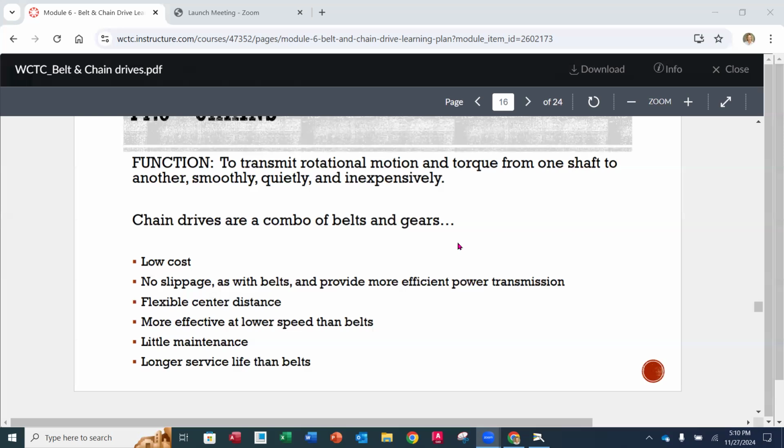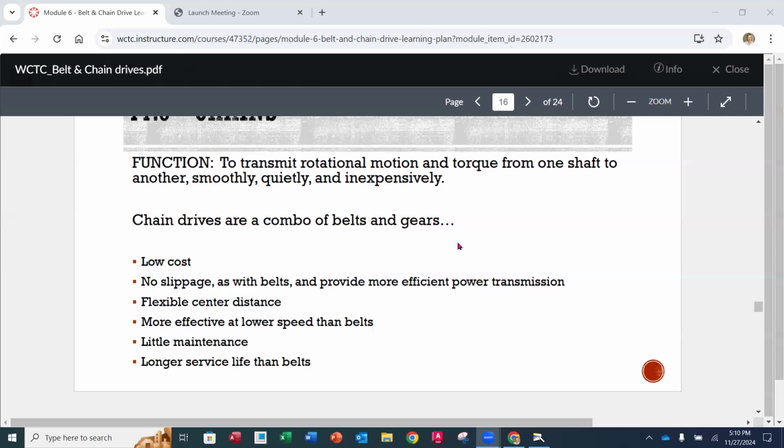Okay. They do have that flexible center distance. They're more effective at lower speeds. So as we saw with belts, their best speed for transmitting the loads and the forces was between 4,000 and 5,000 feet per minute when we looked at the belt speed. For chains, they can take care of those lower speed applications more effectively. So they have a wider range of effective transmission. So that's really nice about them.